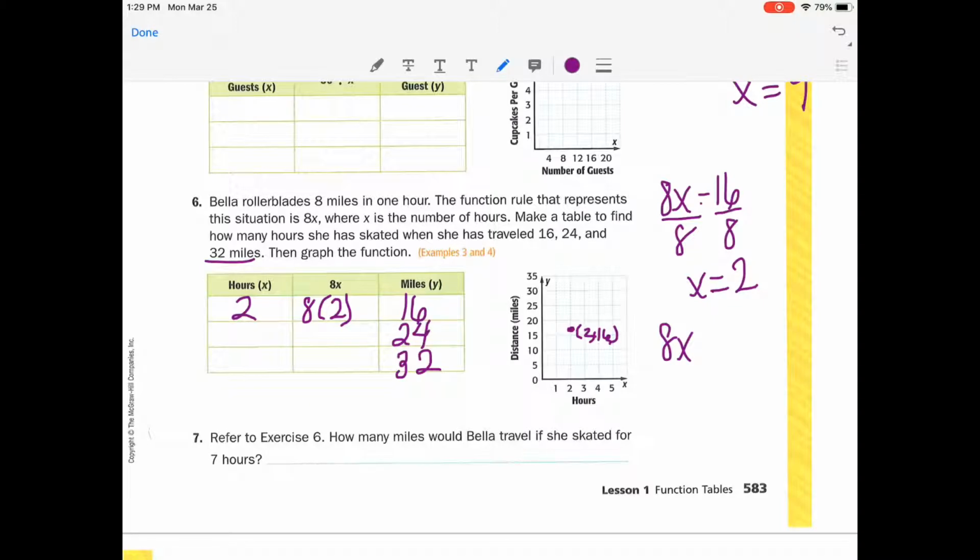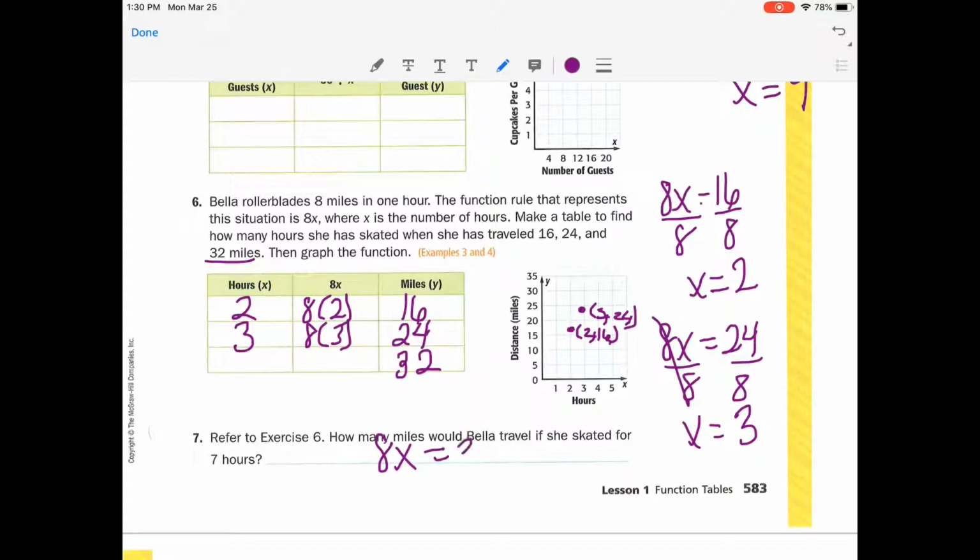And then I'm going to do my next one, which is 8x equals 24. I'm going to divide each one by 8. That cancels out. X equals 3. So 8 times 3 is 24. So I'm going to do my x over 3, up 24, right about there, 3, 24, okay?